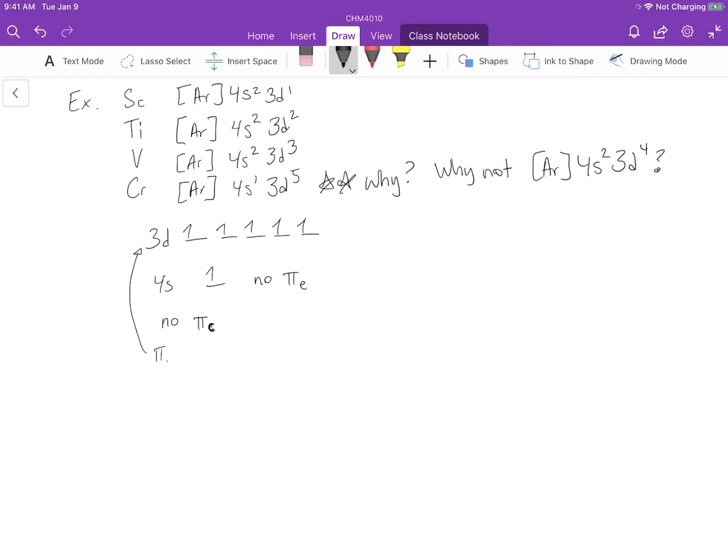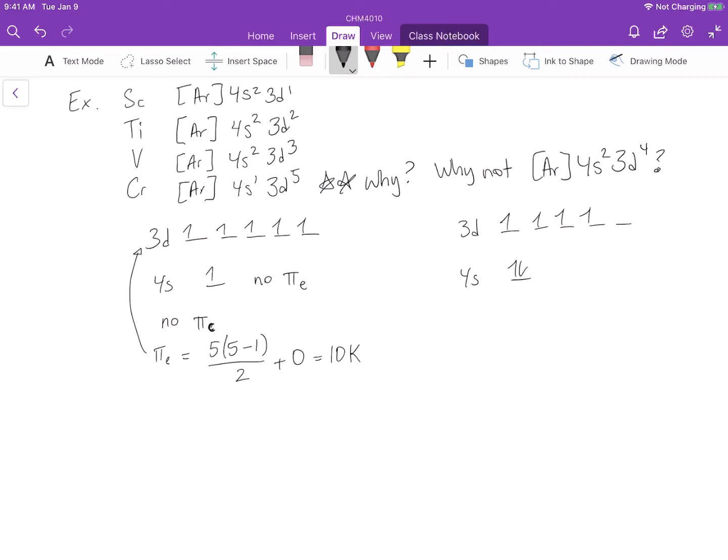So if we look at our exchange formula, we have 5 spin-up electrons, so 5 times (5 minus 1) over 2. We have no spin down. And so in total we have 10K of exchange. If we now look at our second option, we have 4 electrons in the 3d, 2 in the 4s.